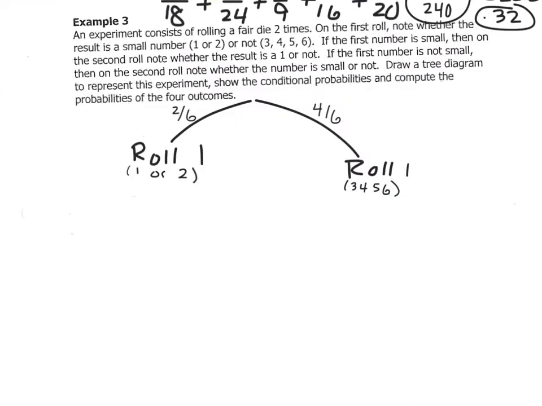So our first roll could go one of two ways. It could either be a small number, 1 or a 2, or it could be a 3, 4, 5, or a 6. So it seems like it should just be roll 1 or roll 2, but the way we get roll 2 is predicated on what we roll for the first. So this is the breakdown of the first set of branches.